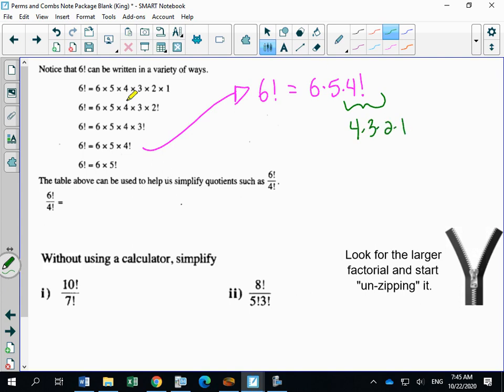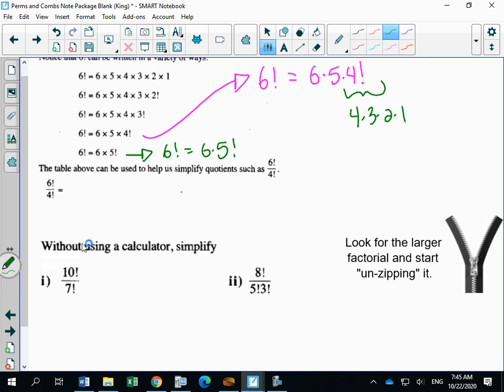Right? You could also write 6 factorial is the same thing as, it's going to be equivalent or equal to 6 times 5 factorial. So you take your 6, and normally we would say 5, 4, 3, 2, 1, but I could say instead of that, just 5 factorial. So there's different ways of writing, a variety of ways of expressing 6 factorial.